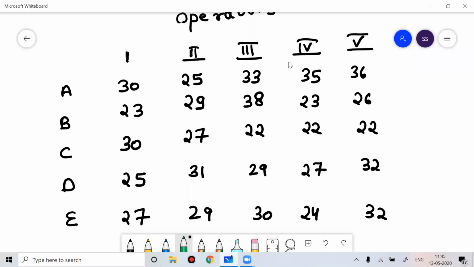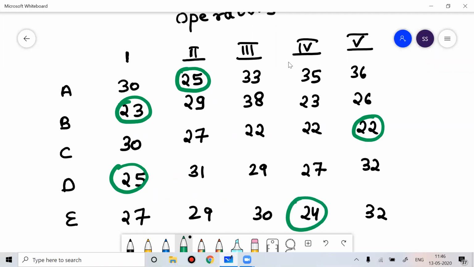The first thing we do whenever we get the problem is find the row minima. In the first row, the minimum is 25. In the second row, the minimum element is 23; there are two 23s, and you can take either, it doesn't matter. Here the minimum element is 22, here 25, and here 24. You have to find the row minima from every row, so with that part I am done.